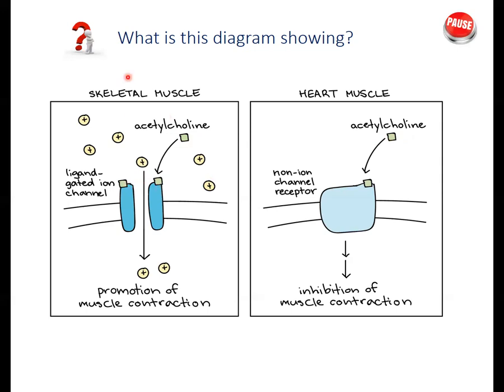But on the left-hand side with the skeletal muscle, we can see that the receptors are different than they are here for the heart muscle. So the effect is different. It promotes muscle contraction here in the skeletal muscle, whereas it inhibits muscle contraction here within the heart muscle. So that's down to the type of receptor that is present and not the neurotransmitter itself. Okay, so that's a key point that we learned previously.